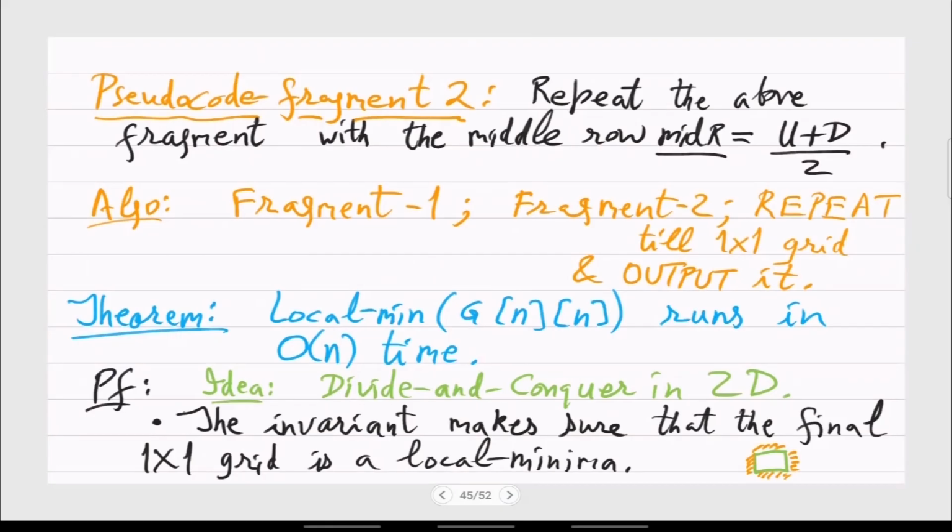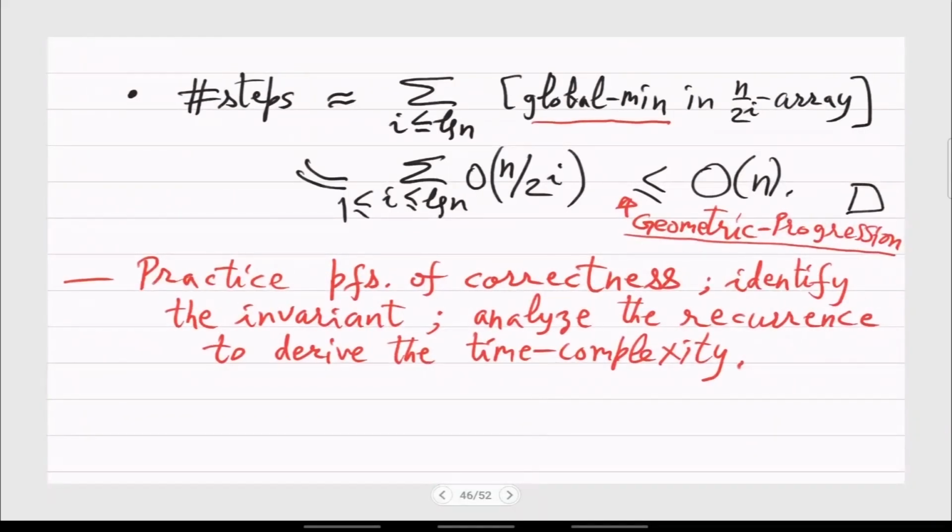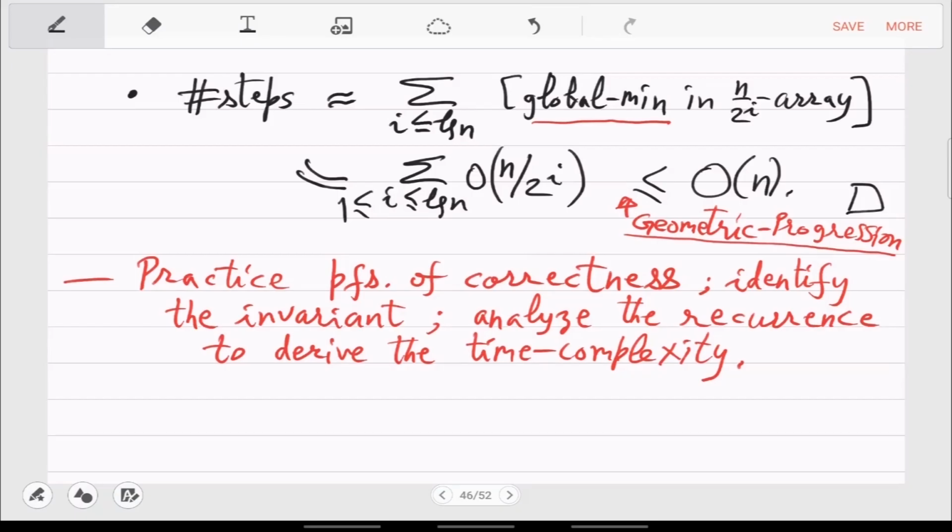So this runs for log n steps, and the time complexity is order n because of this clever sum. Okay, so with these examples, and this last one was quite complicated, you now have a good idea of how pseudocodes are designed, maybe with some mistakes in the beginning, but ultimately you correct all the mistakes and you get the correct pseudocode.